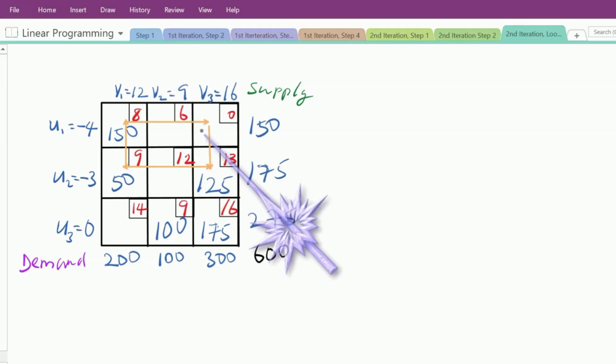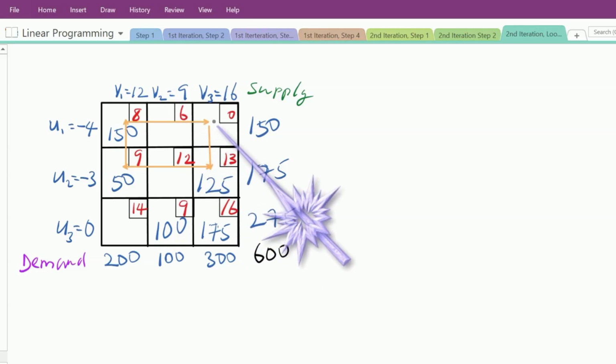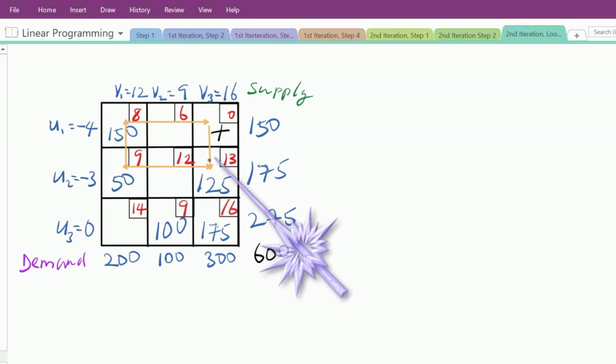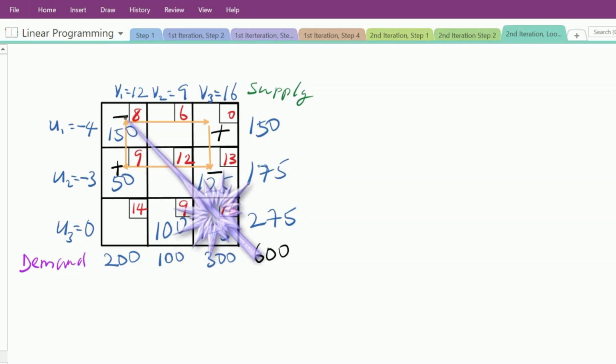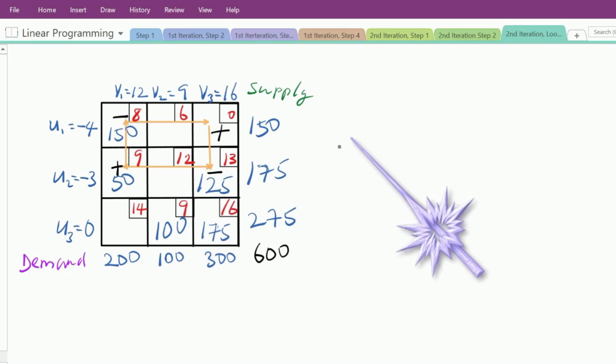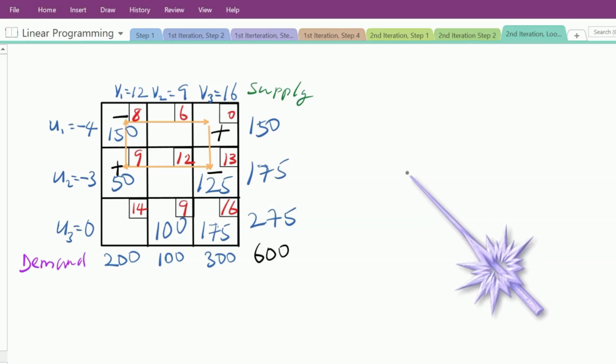Then after that, we come here. The starting point here will be positive. Next one, negative. Next one, positive. Next one, negative. So we're going to reallocate our values here.